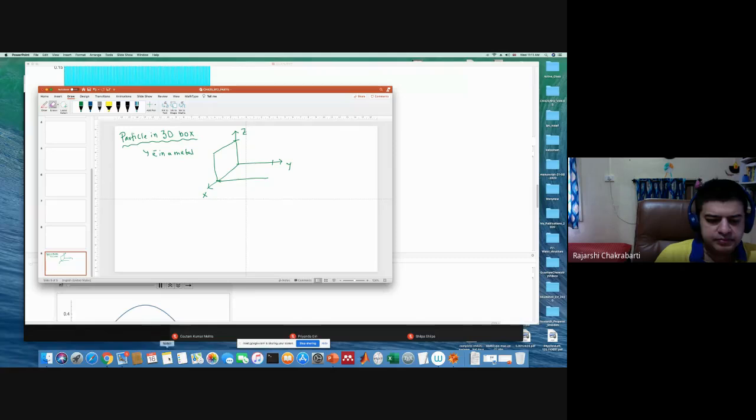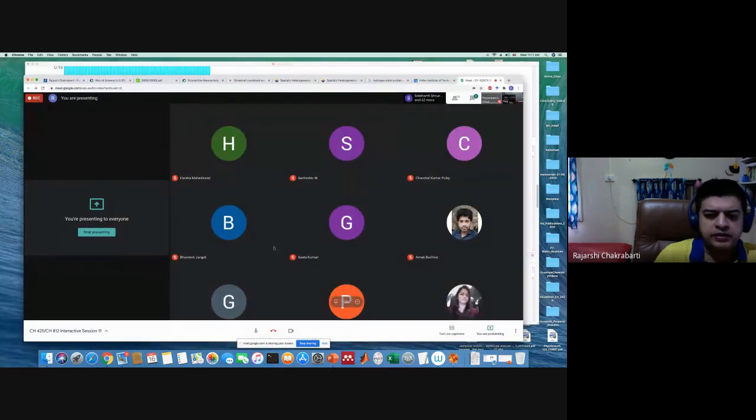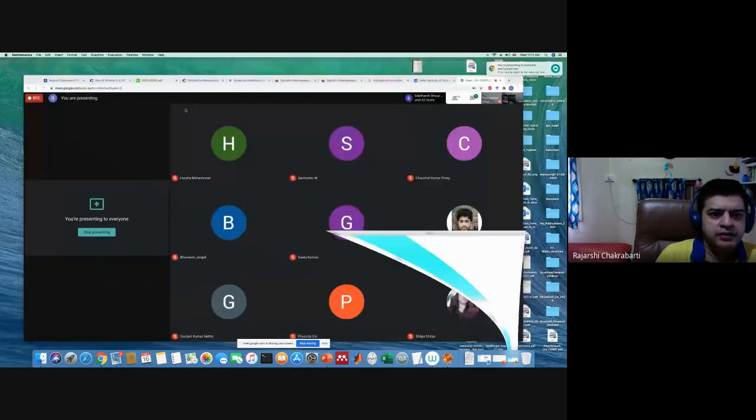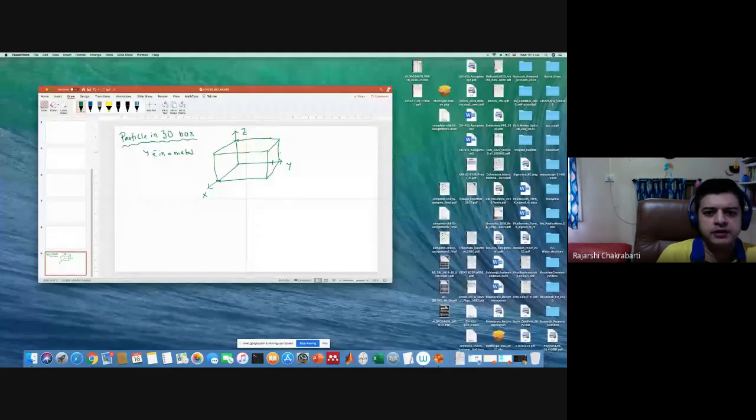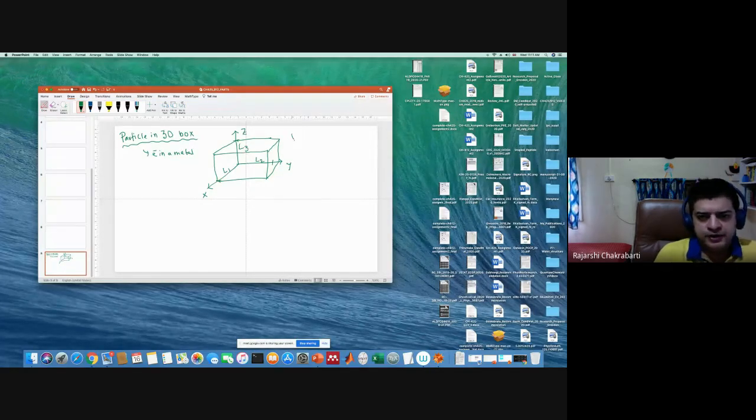Okay, something like this. So this is your L1, this is your L2, this is your L3, and the potential is such that V of x comma y comma z is infinity outside the box. This is 0 inside.